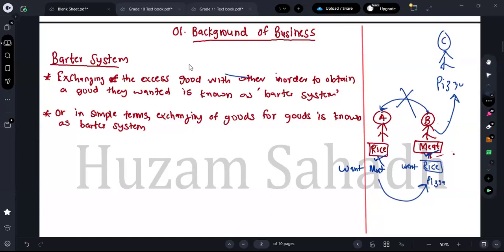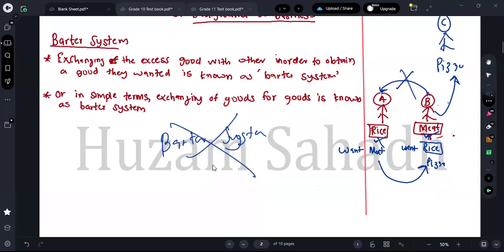You all understood why the barter system can't take place. Because of these things, our barter system failed, guys. Because the wants of the people didn't match each other, our barter system failed. Because of the failure of the barter system, what happened then?